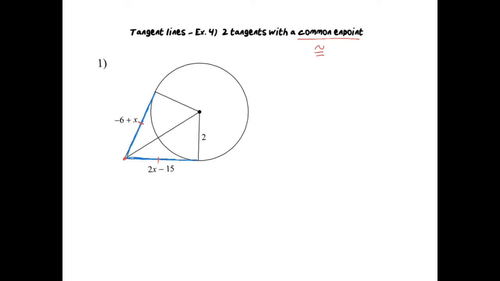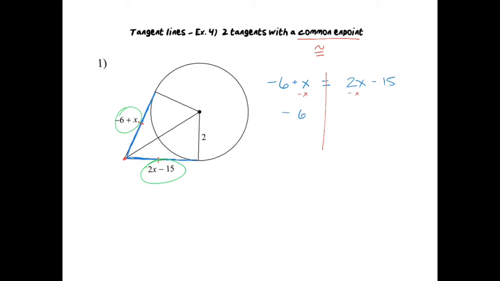So this tangent right here, -6 plus x, is its length, and since it's congruent to this tangent down here, which has a length of 2x minus 15, then their measures are equal. So what we're going to do is a little bit of algebra, and we're going to figure out what x is and then what each of the tangent lengths are. So my algebra says I need all my x's on one side. So let's move this guy to this side.